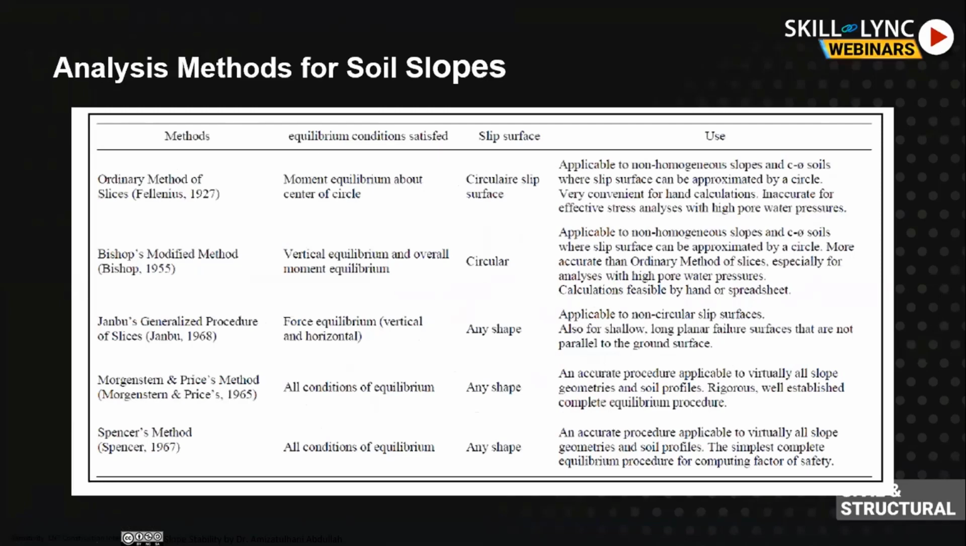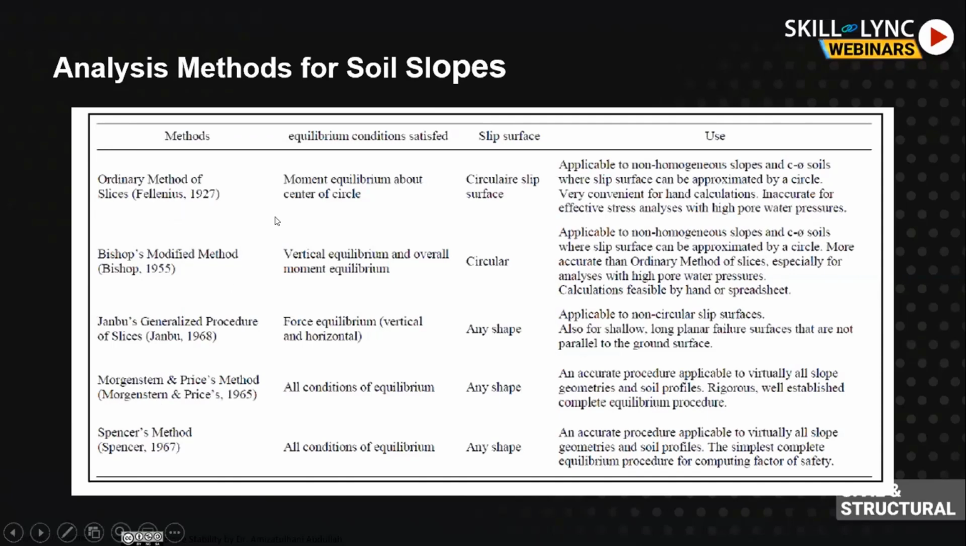Ordinary method of slices by Fellenius, Bishop's modified method, Janbu, Morgenstern and Price, Spencer. These are the main keywords you might be very familiar with in soil slope stability analysis. The Morgenstern and Price method is the most common and most general method, the regular method which we use in the field for slope stability analysis.